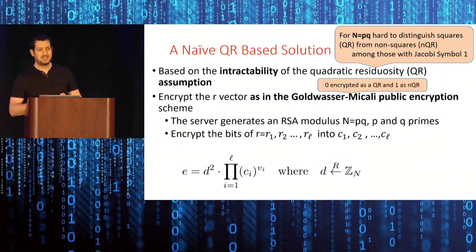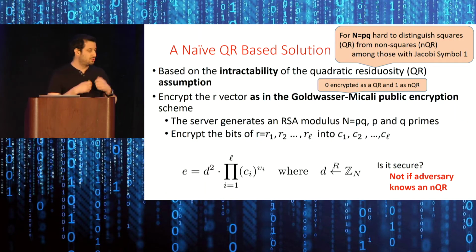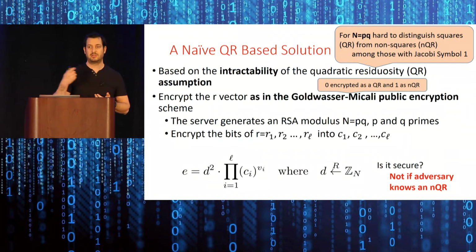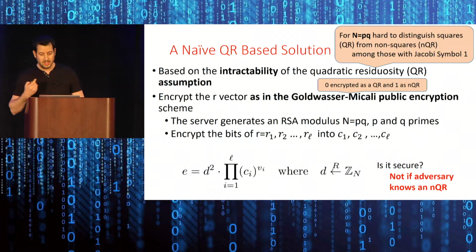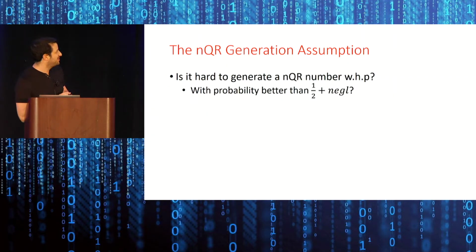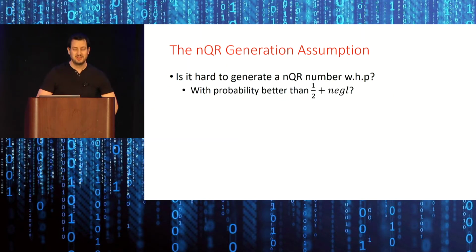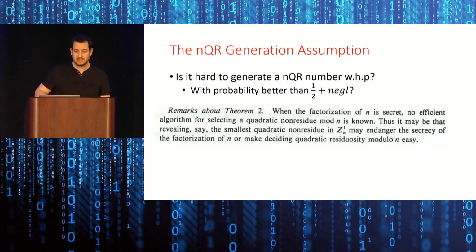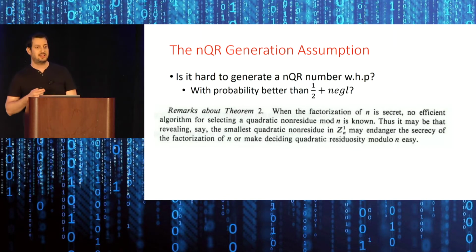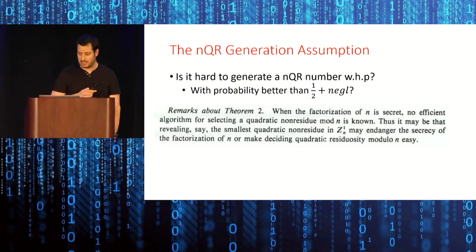And unfortunately for us, the answer is that it can cheat, if he is able to create a number which he knows with high probability is not a quadratic residue. And so we have the NQR generation assumption. We ask, is it hard to find such numbers? And we go to the scriptures, the original Goldwasser-Micali paper, and they actually say they don't know. And unfortunately for us, this is an unsolved problem.